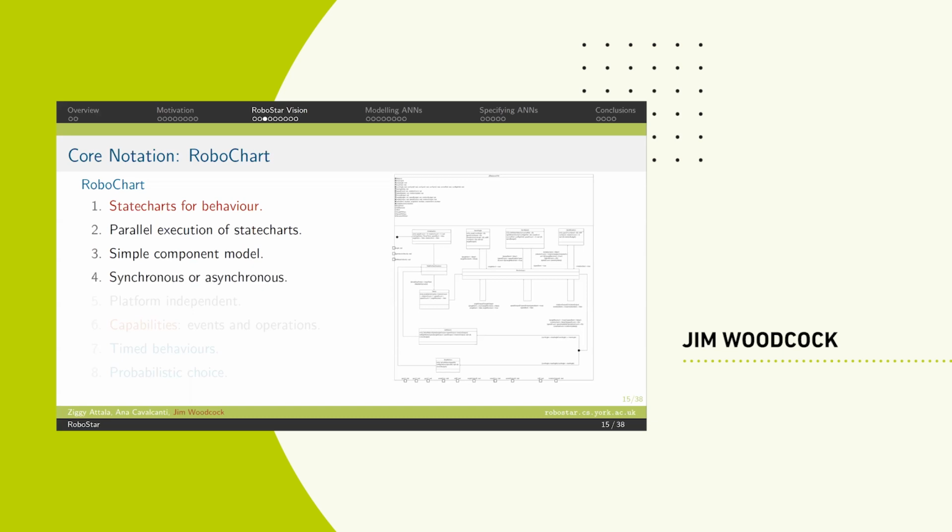And communication is either synchronous or asynchronous. So parallel controllers synchronize with message passing and synchronize on events, and that is synchronous. But a controller and its hardware, the communication is asynchronous, of course. These models are platform independent. They don't depend on particular hardware. And they're describing events and operations, which are the capabilities of the model. And it could be timed, and it could be probabilistic.